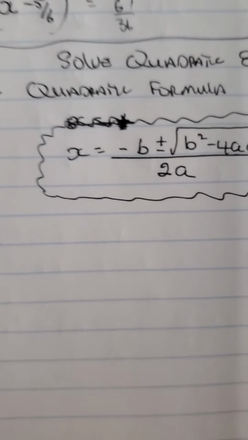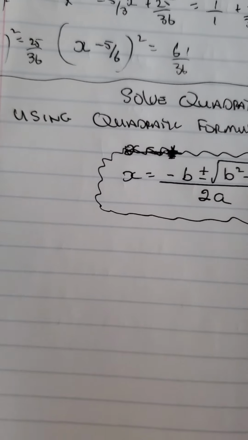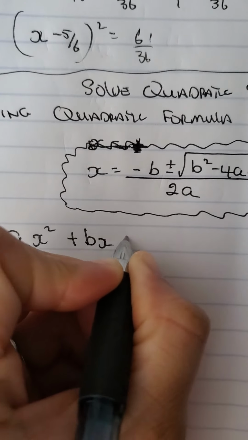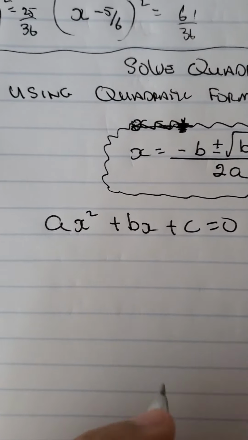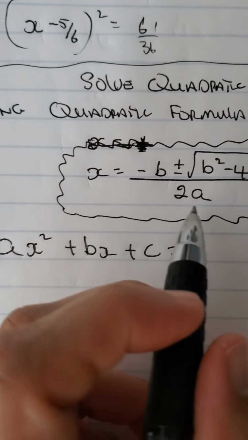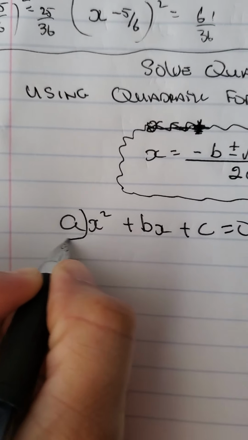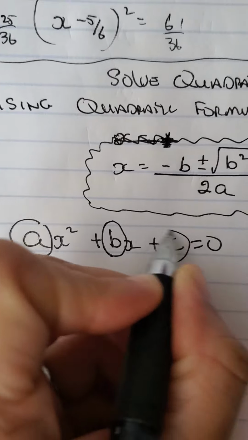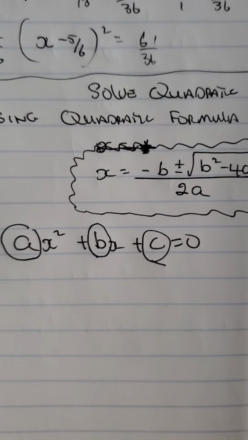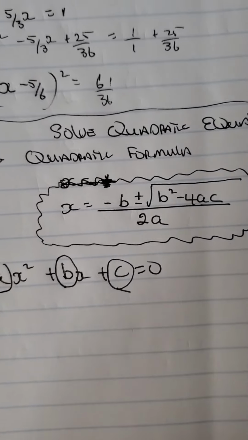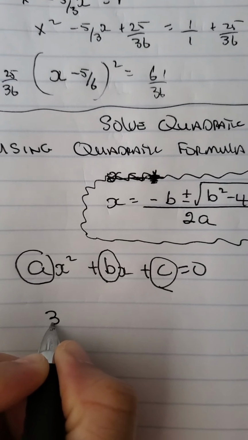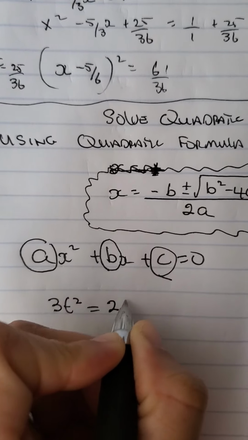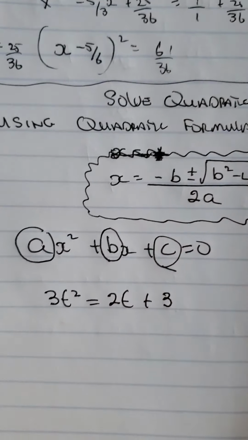because we know that our quadratic equation looks like ax squared plus bx plus c equals 0. So what you're actually substituting in this formula is the coefficients of the equation and the constant term. It's beautiful, isn't it? So if I have an equation, 3t squared equals 2t plus 3.